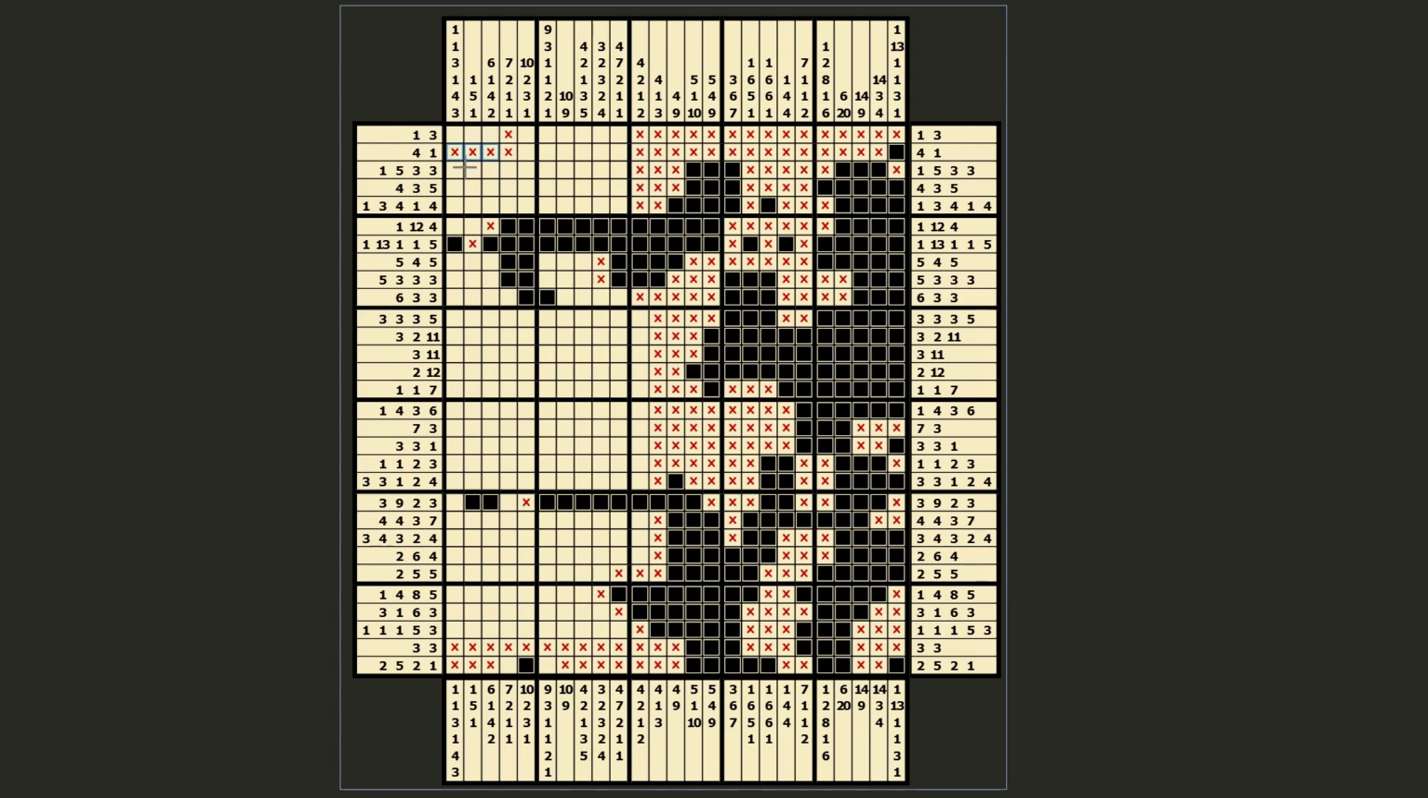No space for the 4. No space for a 6. This is the 6. That's the 6. Block that. That has to be a 7. There's obviously no space. Yeah. This is a 4. No space for the 7. No space. It is a 10.